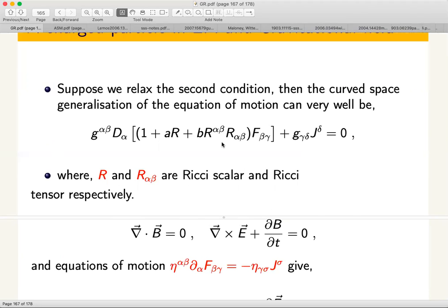You could have written down something like this. I just wrote down a couple of terms. You could have written down n number of other terms also.